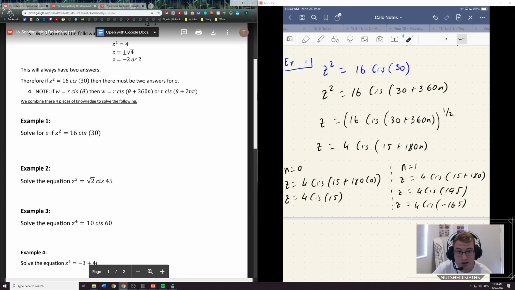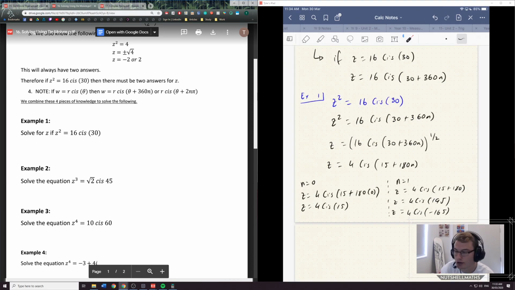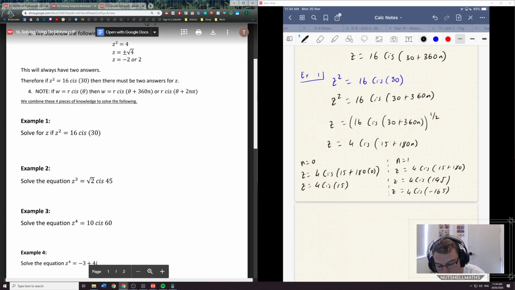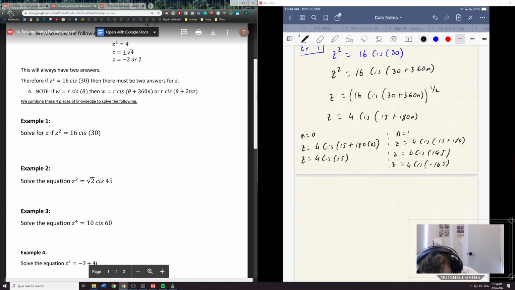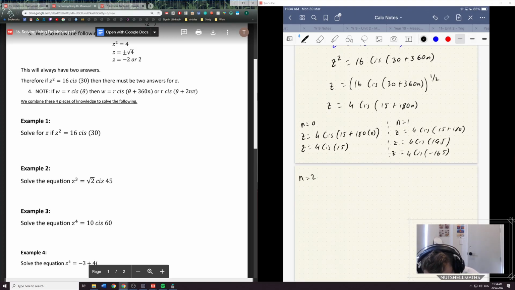Hamza's right. If we have a z squared, it means we have two answers, so we're going to do it twice. But watch what happens if we do n equals 2, which is what Miraji's asking me to do, but I was going to do it anyway, trust me. The fundamental theorem of algebra says that we can only have two answers. So if n equals 2, let's see what happens. z equals 4 cis (15 plus 180 times 2). z equals 4 cis (15 plus 360).